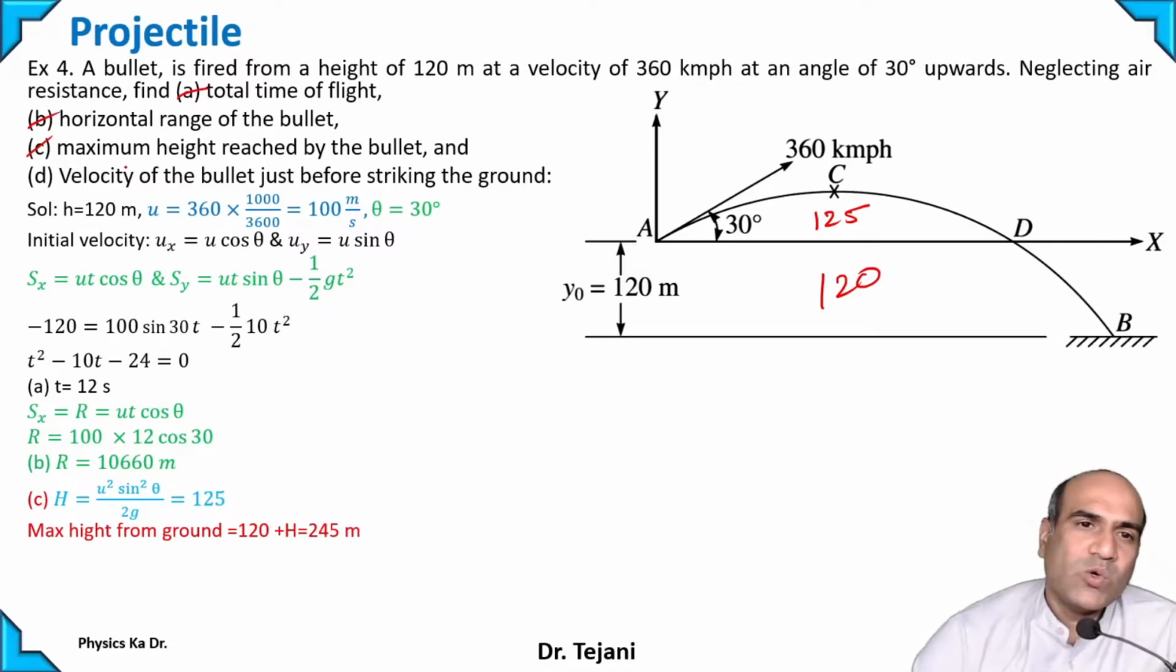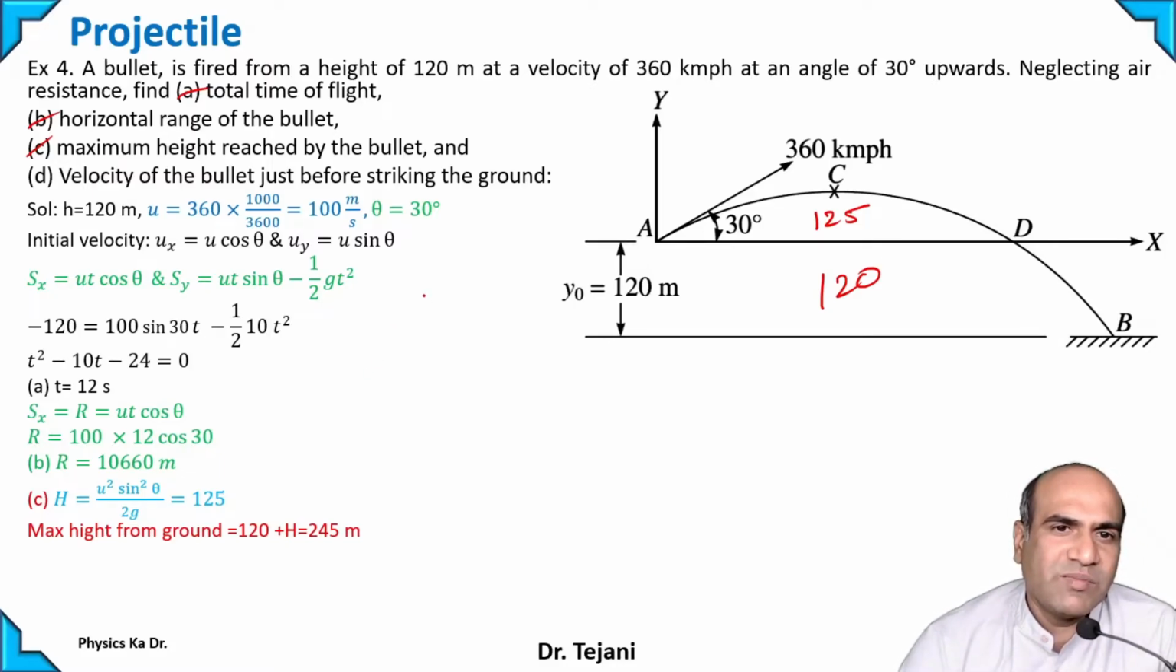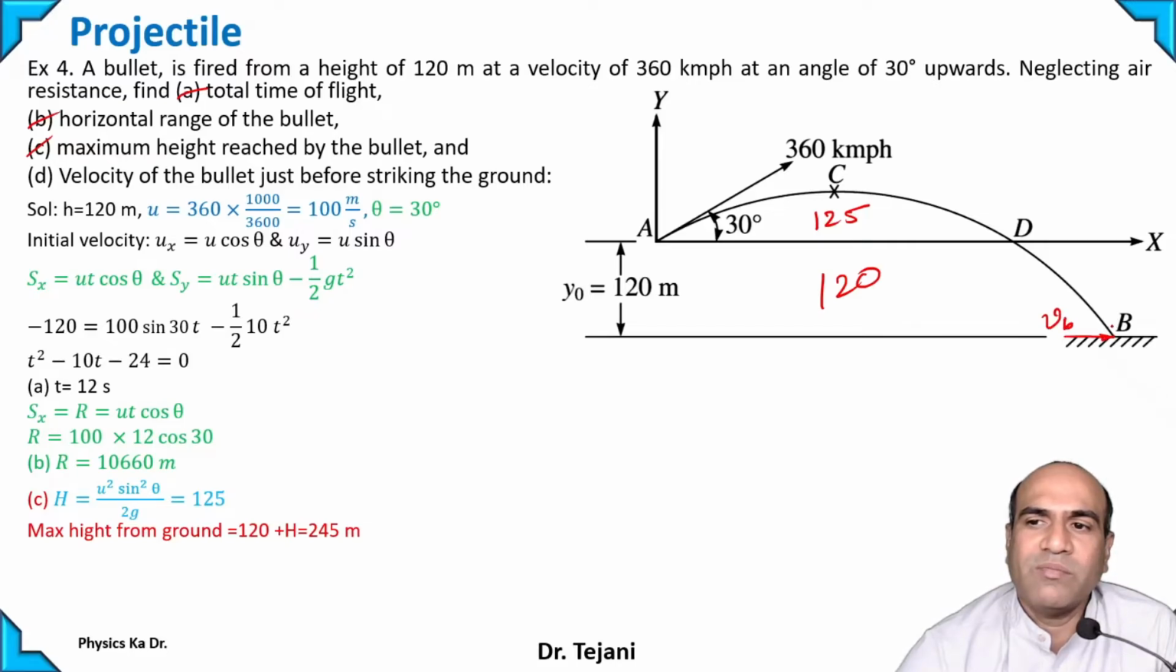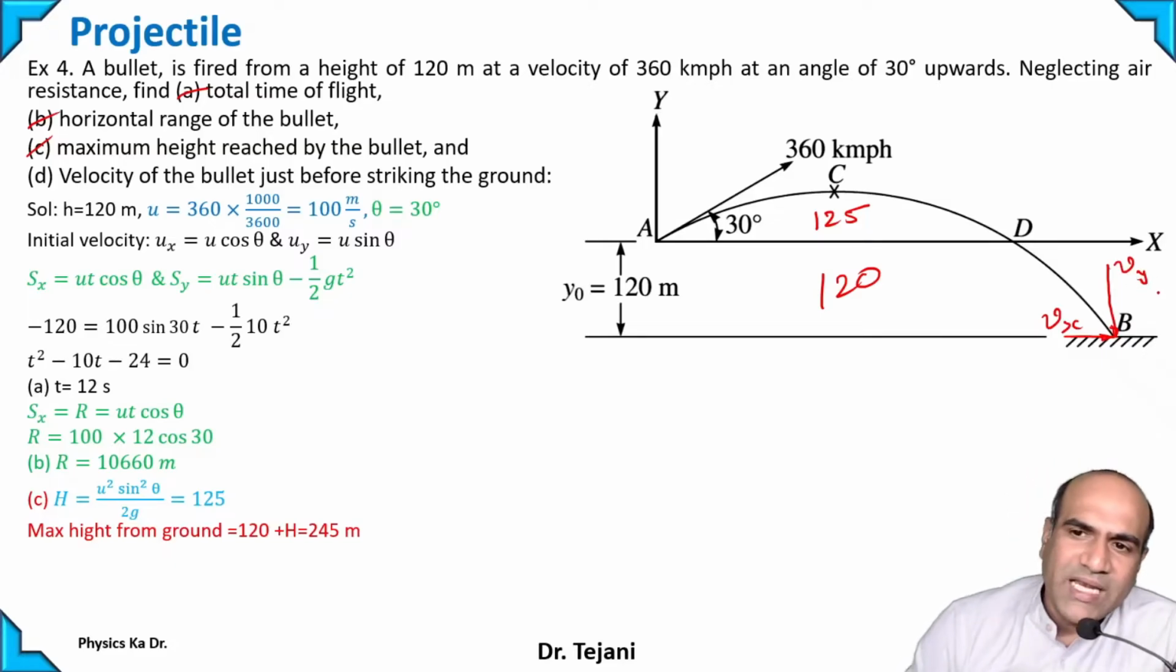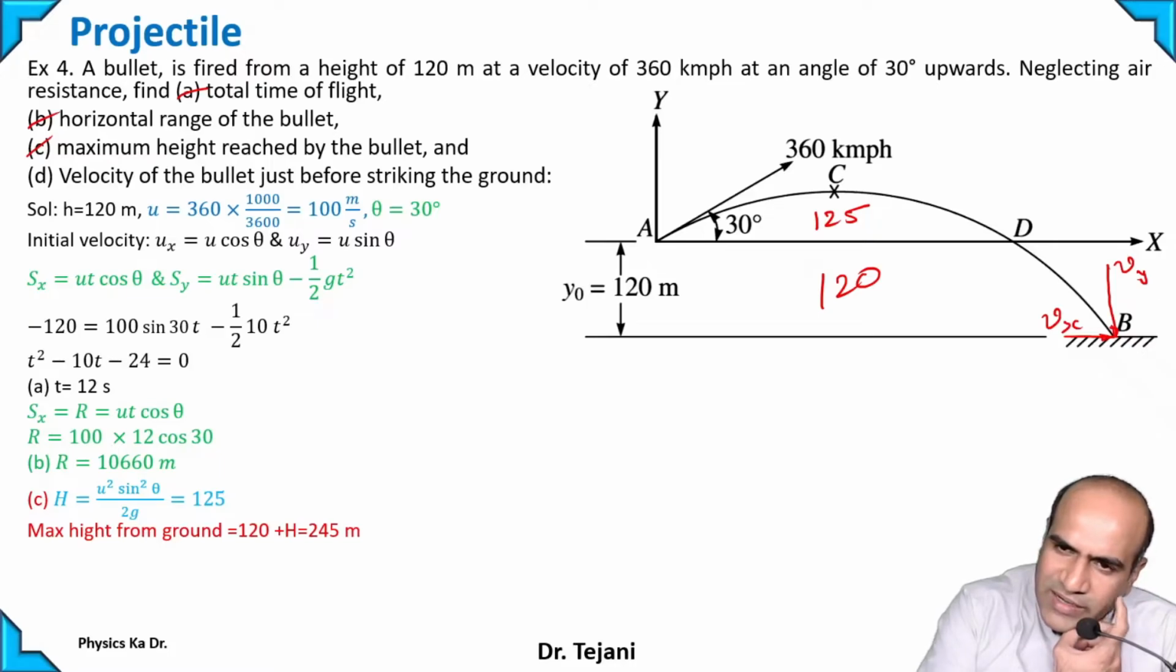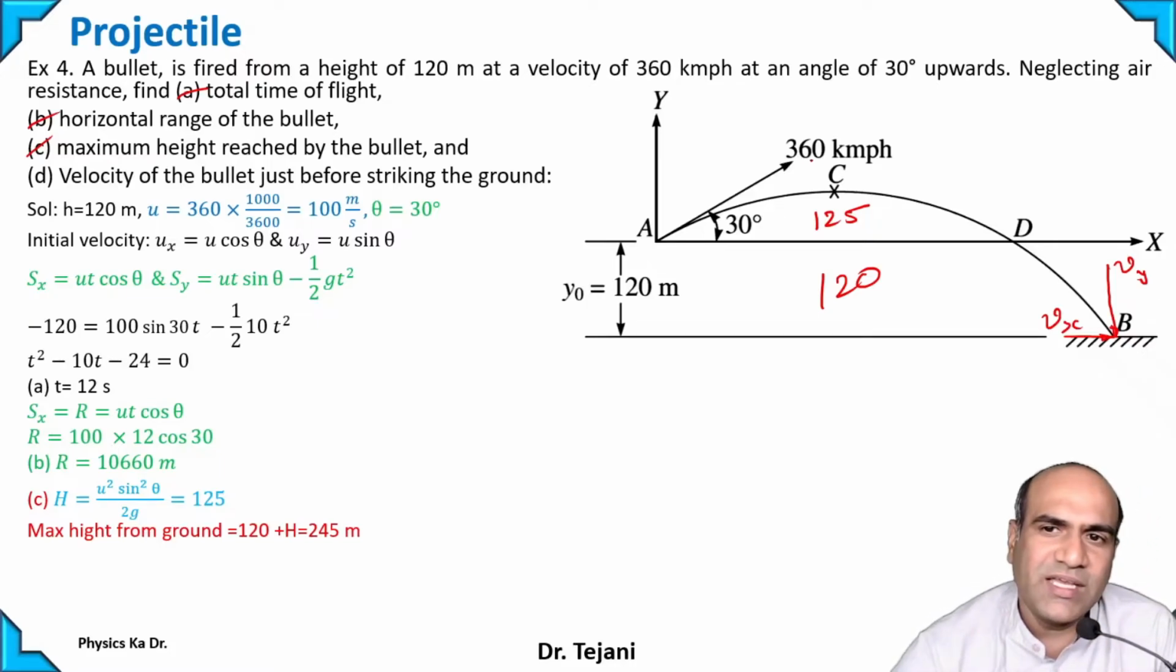Now velocity. Velocity of the bullet just before striking the ground. That means velocity at point B. We need to find the horizontal velocity, Vx, and the vertical velocity, Vy, at point B. We know Vy becomes negative in the downward direction. After it reaches point C, the vertical velocity becomes 0, and after that the velocity becomes negative. Therefore it is in the downward direction.